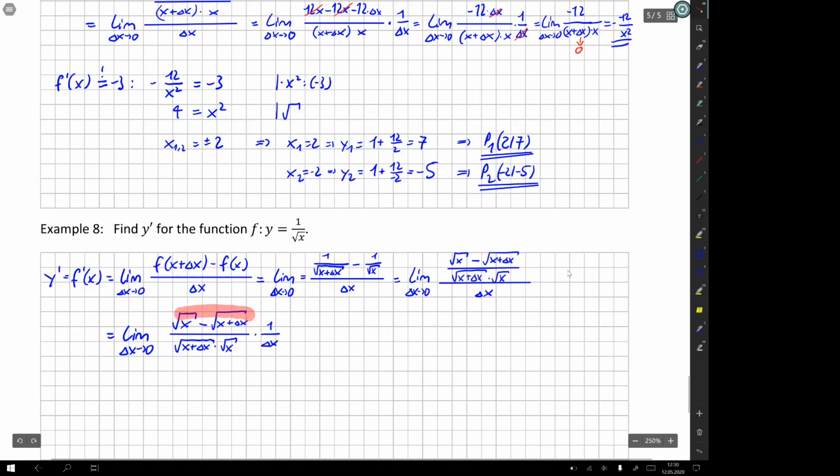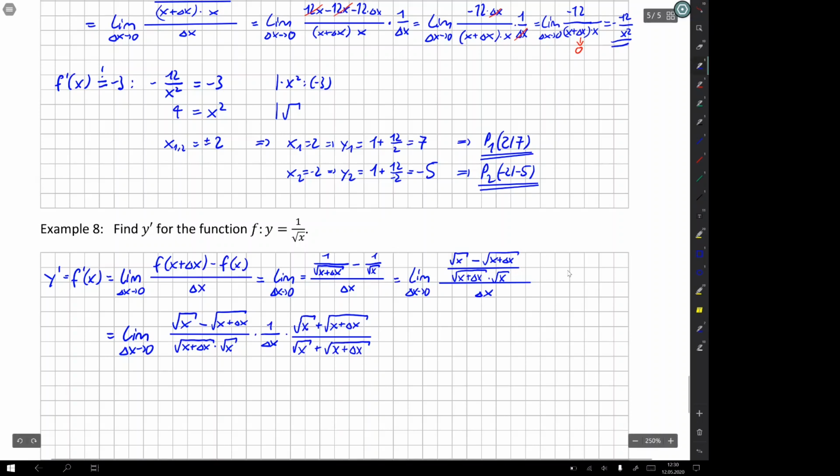And what is disturbing here is this square root of x minus square root of x plus delta x. We cannot really work with that. So the idea is to use the third binomial formula. So we expand by square root of x plus square root of x plus delta x.